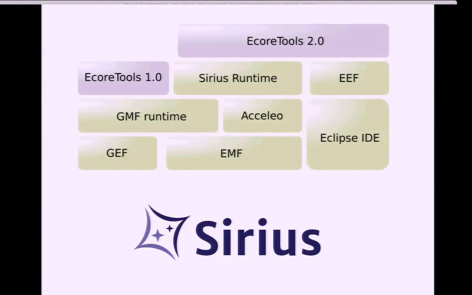So now, how it's done. This is the stack of EcoreTools globally. We have EcoreTools 1 here, and EcoreTools 1 is relying on the GMF runtime and on EMF and all that stuff, and GEF, of course. And EcoreTools 2 is actually not very far. It's just relying on the Sirius runtime, which itself relies on the GMF runtime, and so on. So it just went above an additional layer.